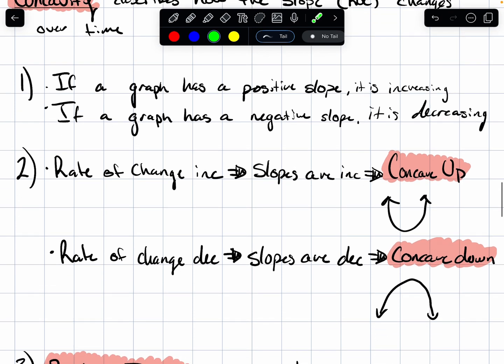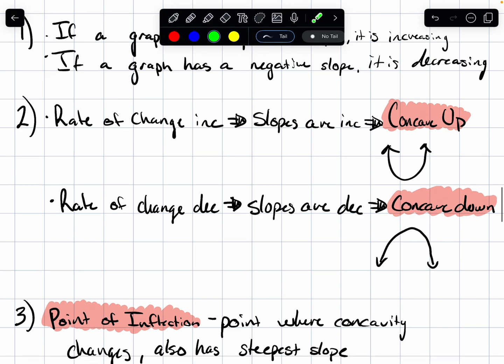And here are the two big ones: concave up and concave down, what this looks like and what this is. Now, if over time our rates of change are increasing, so as we go from left to right, we see that the rate of change over time is increasing, we know that our slopes are increasing over time, and what we do is we call that concave up.